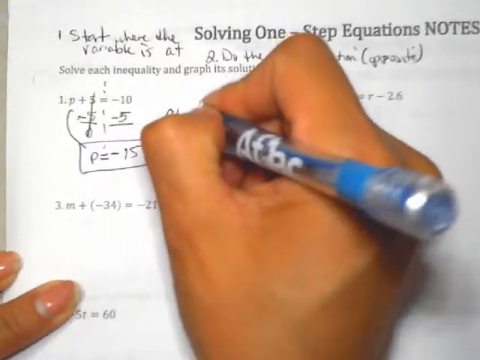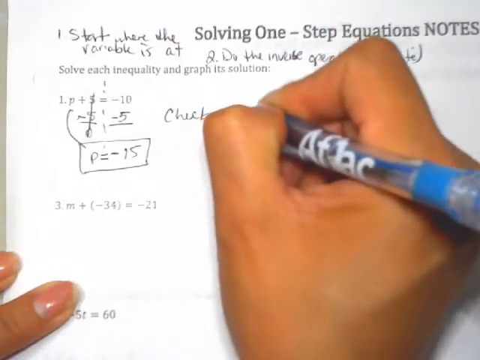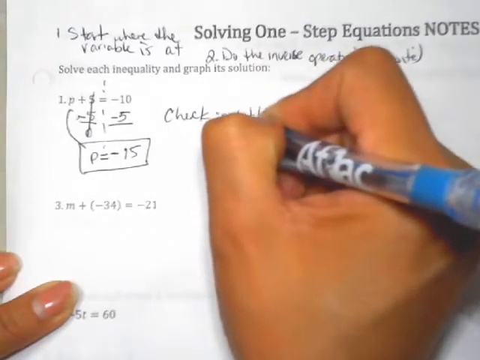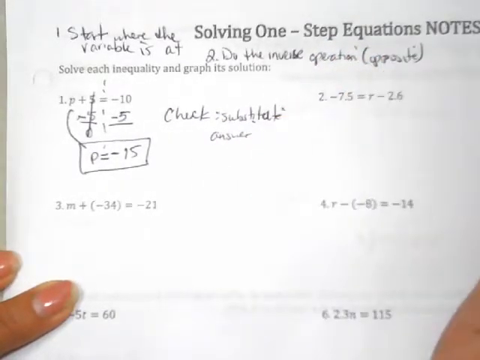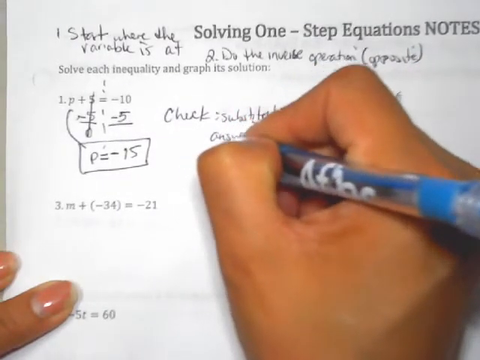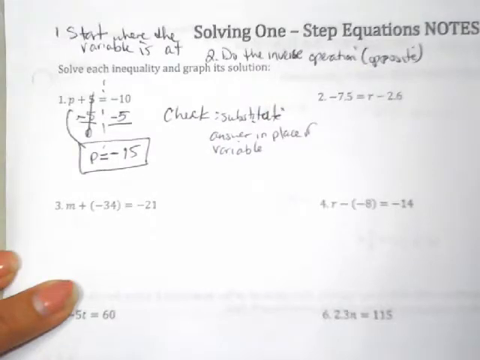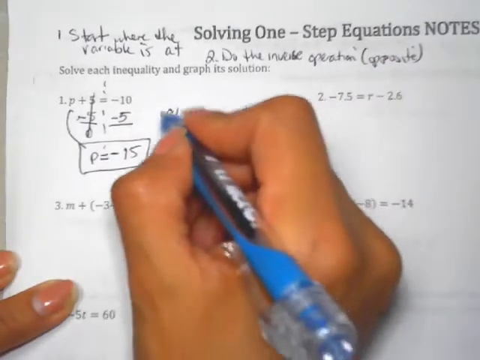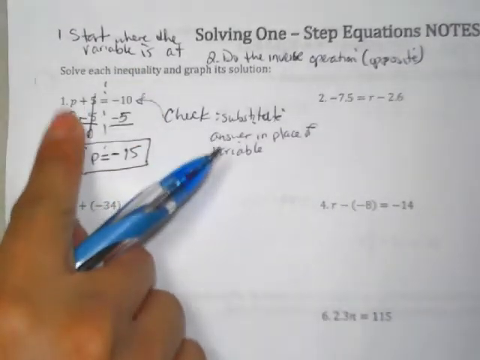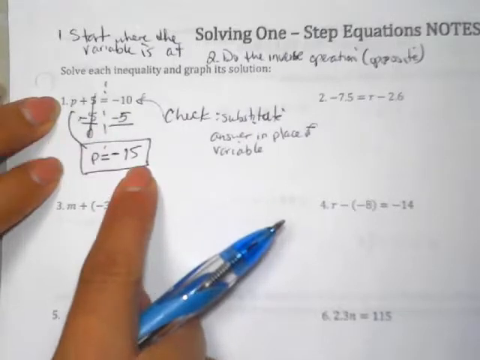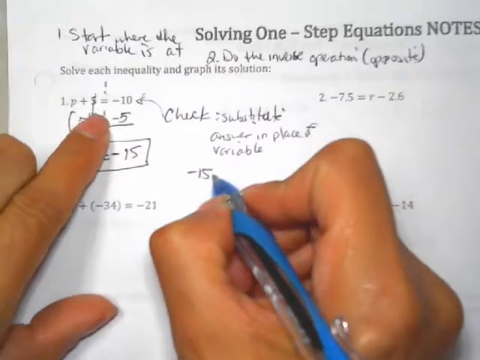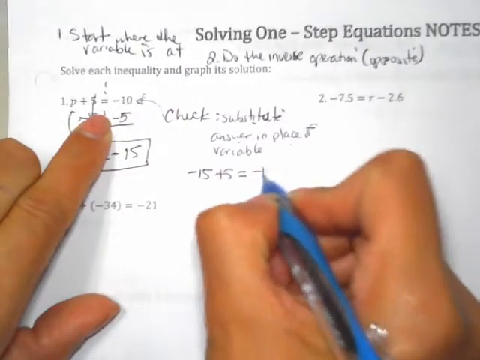To check, you're going to substitute the answer in place of the variable. In the original equation, we're going to go back, and instead of putting p, we're going to plug in the answer that we got. So negative 15, and then write the rest of the equation. Plus 5 equals negative 10.